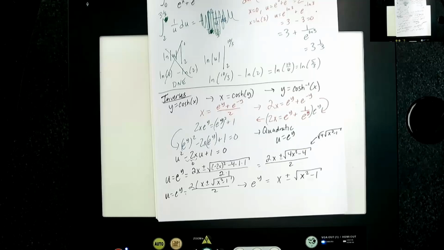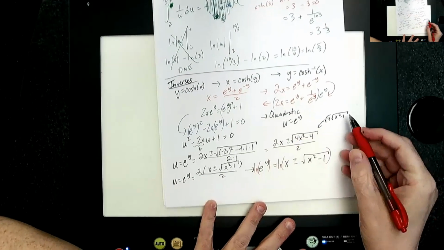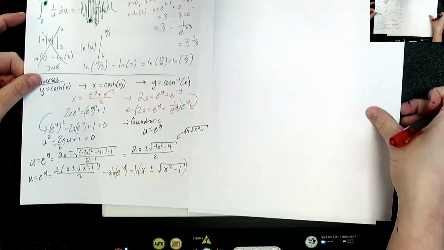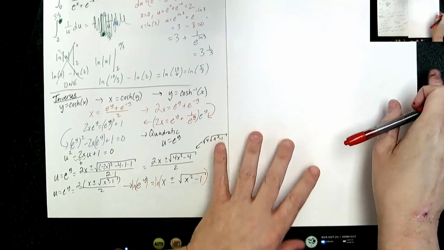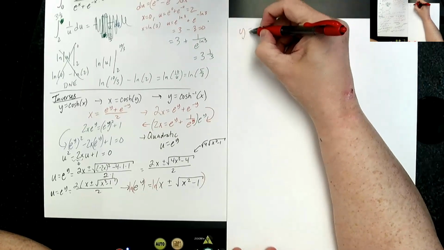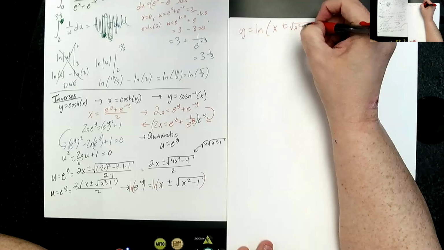How do I get it where it's just y? Take the natural log. I like that. Take the natural log of that one, take the natural log of this one. I get y, I'll do this on the next page, rather than trying to squeeze it in. I'm off screen. y equals natural log of x plus or minus square root of x squared minus 1.